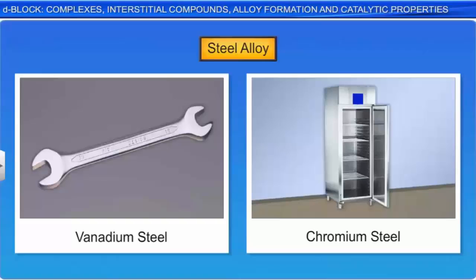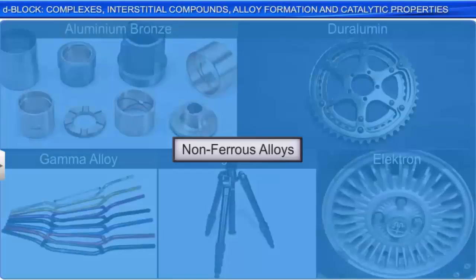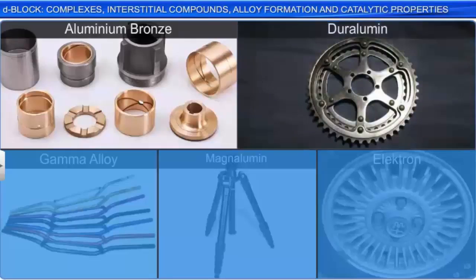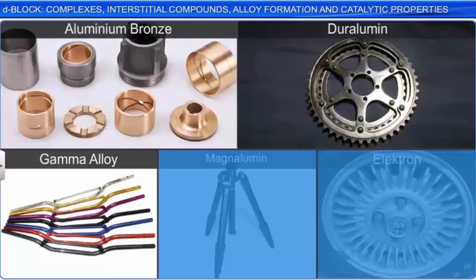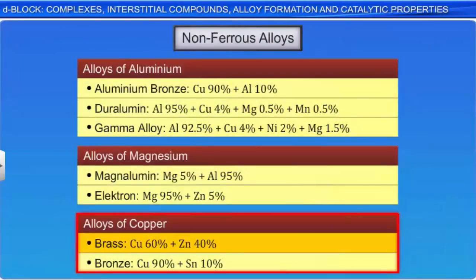Non-ferrous alloys are alloys that do not contain iron as one of the components. The number of non-ferrous alloys used in technology is very large. Aluminium alloys like aluminium bronze, duralumin, and gamma alloy, along with magnesium alloys like magnalium and electron, find numerous applications in various fields. Similarly, brass, an alloy of copper and zinc, and bronze, an alloy of copper and tin, are also important non-ferrous alloys.